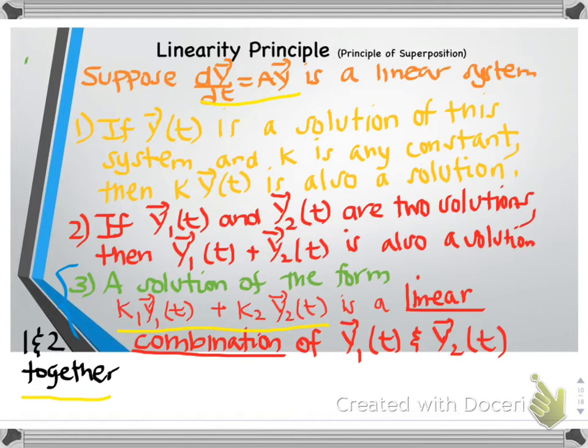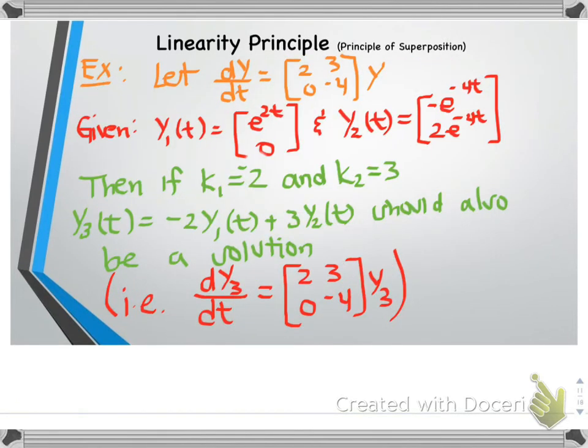Okay, I hope that makes sense. I know for those who took linear algebra, this is sounding familiar. If not, it still should make sense. So if not, just go back over this.